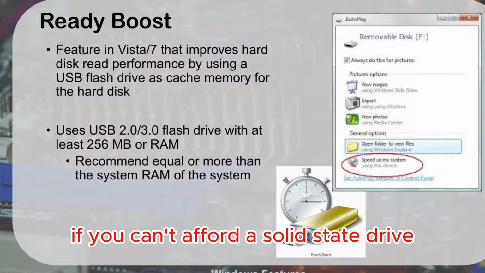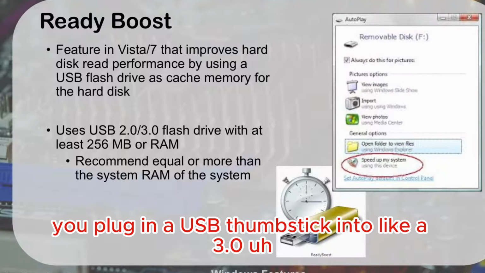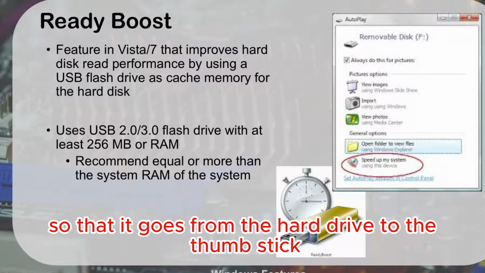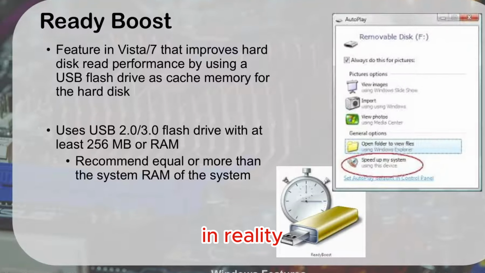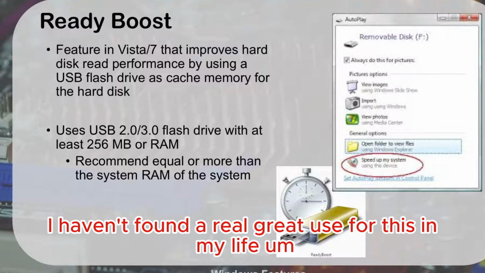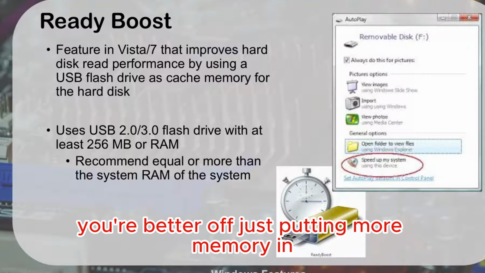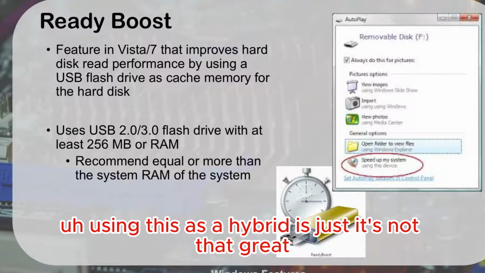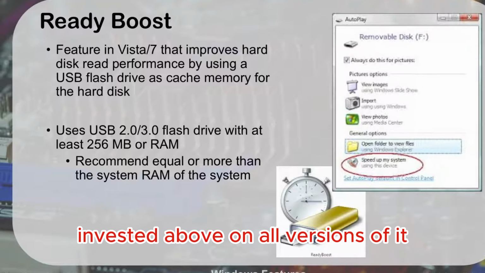drive. Well, if you can't afford a solid state drive, this kind of acts like a hybrid, where you plug in a USB thumbstick into like a 3.0 port, and you can actually have it use it so that it goes from the hard drive to the thumbstick to the memory, and that should speed up your operations. In reality, I haven't found a real great use for this in my life. I just find that if you feel like you need to use this, you're better off just putting more memory in the computer. That's my personal thing. Memory is fairly cheap. Using this as a hybrid it's not that great. But it is a feature that is offered in Vista and above on all versions of it.